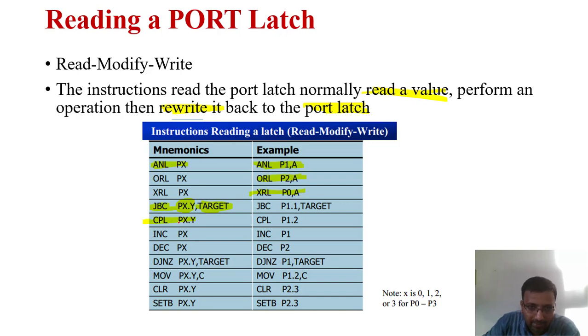CPL complements one of the bits. INC increments port 1, and DEC decrements the port. DJNZ P1, target means decrement and jump if not 0. We can have MOV P1.2, C with the carry flag, and we can move it to any of the port pins. Then CLR P2.3 we can clear, and we can set bit P2.3 as well. Here x is the port 0, 1, 2, 3, and y is the bit 0 to 7.